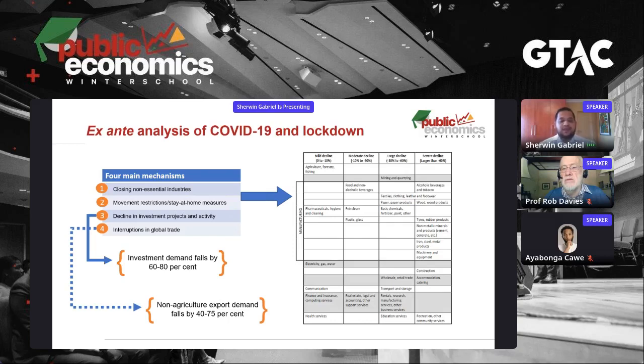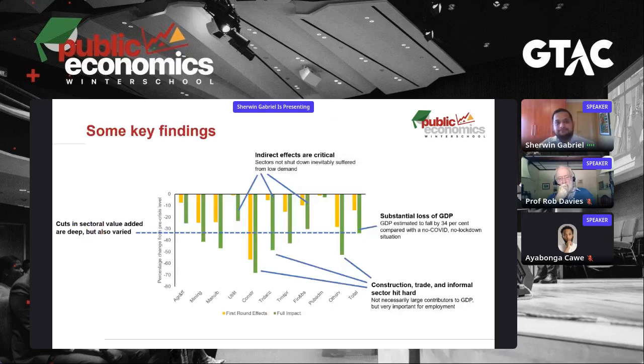In addition to our own self-imposed restrictions, what you also saw was a decline in export demand because globally trade was slowing down. So for this, we also needed to take a view on what would happen to export demand, which we assessed to fall between 40 and 75%.